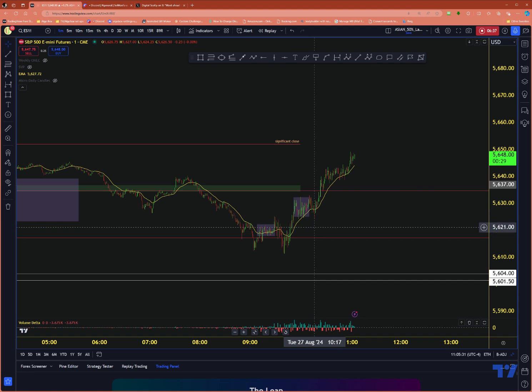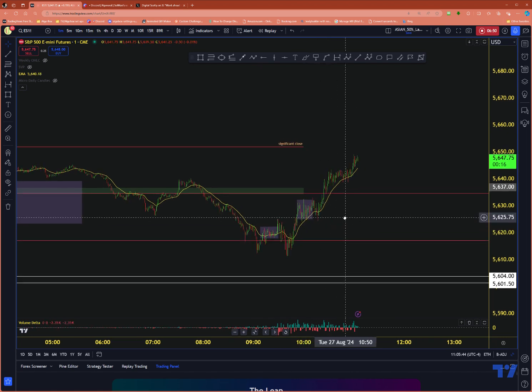So this is really 10:17. It's right in the middle of the New York session. So I decided to go ahead and buy because this was looking like a trap to me. So that's pretty much it.